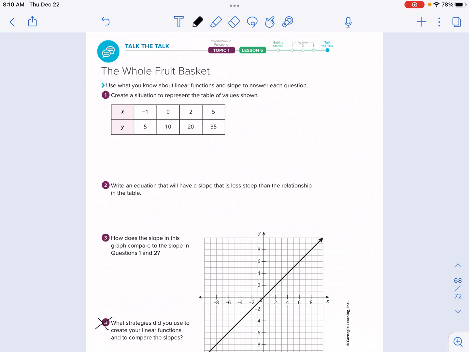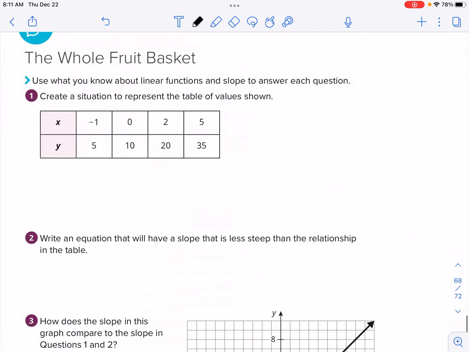So we're going to answer these varying problems. We crossed off number 4, but we're going to do numbers 1, 2, and 3. For number 1, it says use what you know about linear functions and slope to answer each question. Number 1, create a situation to represent the table of values. So what story problem can we make up? We know at -1, something is 5. At 0, it's 10. At 2, it's 20. At 5, it's 35.